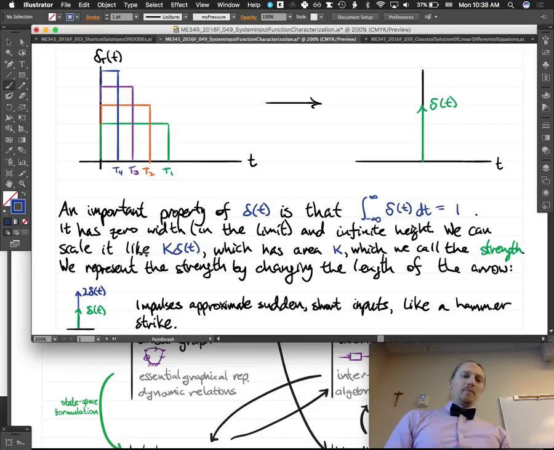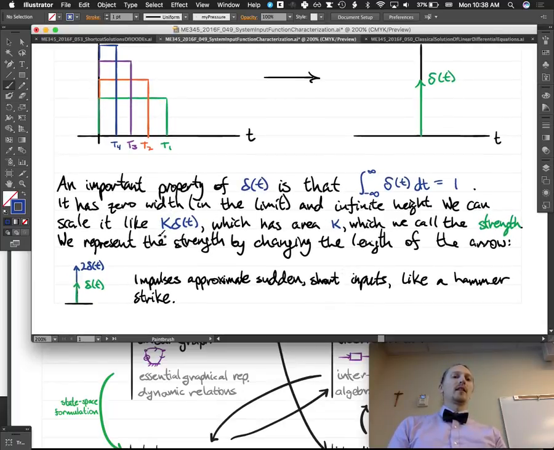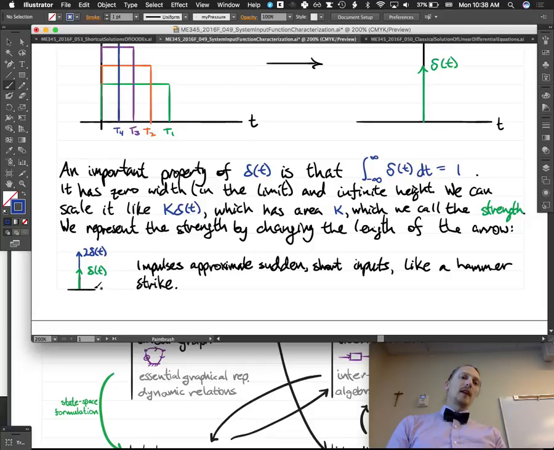We can scale it like this. We can multiply some constant k by delta, which has area k then, right? Still has infinite height and 0 width, but it has area k. Because if you integrate over it, instead of being 1, you're going to have k times 1. We call that scaling factor the strength. We represent the strength by changing the length of the arrow. So if you have a regular Dirac delta, we usually just draw it up to a height of 1, even though it has infinite height, but we say it has an area of 1. If it has an area of 2, or a strength of 2, we draw it up to 2, etc.